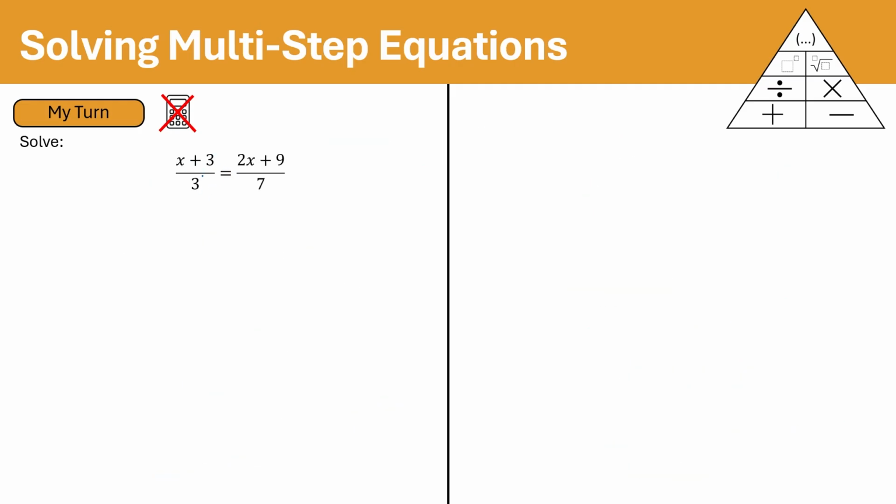Okay, we've seen a lot of examples in this lesson. Here's our last set of examples. Let's give them a go. So it says solve (x add 3) divided by 3 is equal to (2x add 9) over 7.